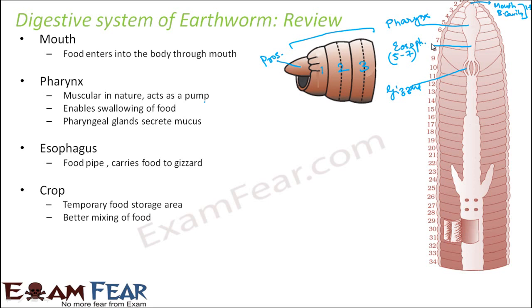Now within the esophagus, there is a part which is known as crop. So it is present within the segments of the esophagus. It is nothing but a temporary food storage area which ensures better mixing of food. Now, the food is coming from the oral cavity through the pharynx and esophagus. Immediately it doesn't get into the gizzard. Before gizzard, there is an area where the food is stored temporarily so that the food gets mixed even more properly. So that area is known as crop. So crop is also somewhere here.